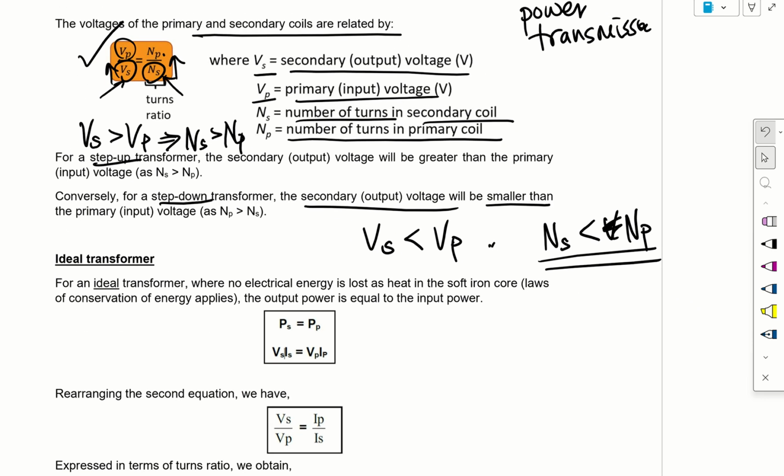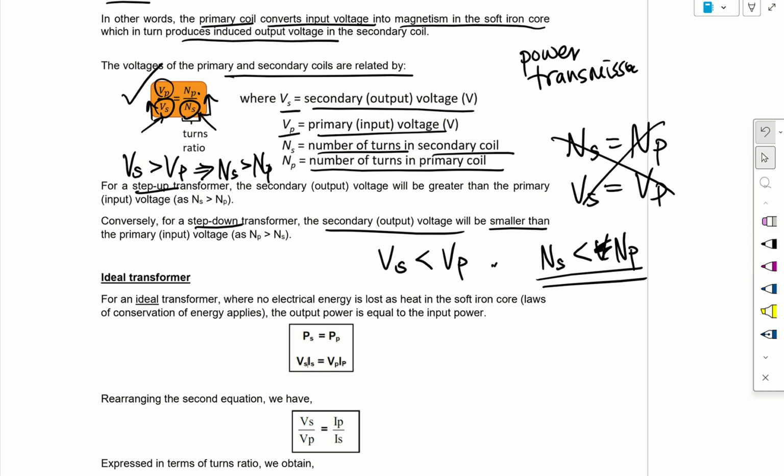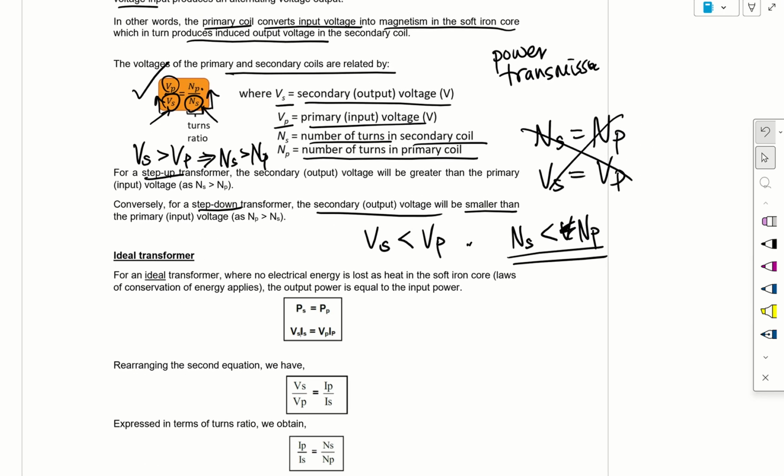So will we have Ns equals Np so that Vs equals Vp? No lah, then it defeats the purpose of a transformer. So a transformer is either step up or step down. That means if you want the voltage to be higher in the secondary, we use a step up. If you want the voltage to be lower in the secondary, we do a step down.